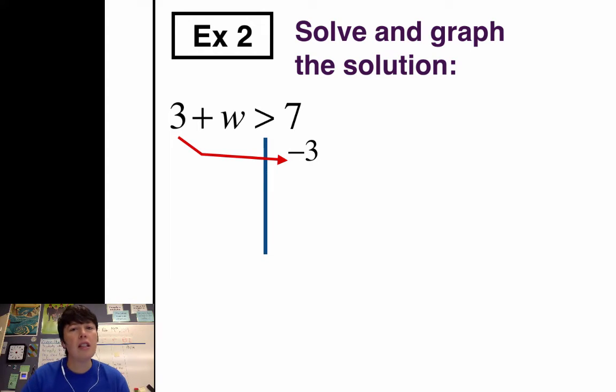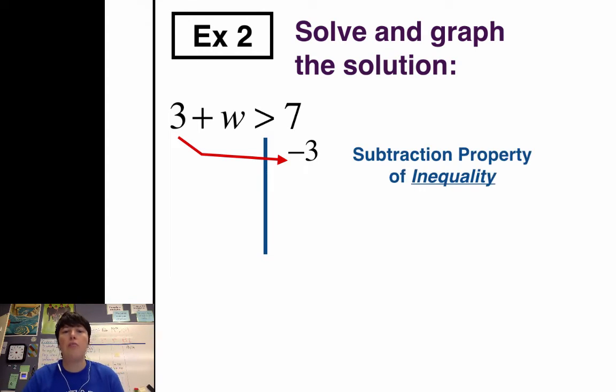So it's kind of like I'm subtracting 3 away. So if I'm subtracting, it's the subtraction property of inequality, not equality. Equality would be an equal sign. Inequality because of that greater than symbol. So there's my property, subtraction property of inequality. My 3 is flipped over.